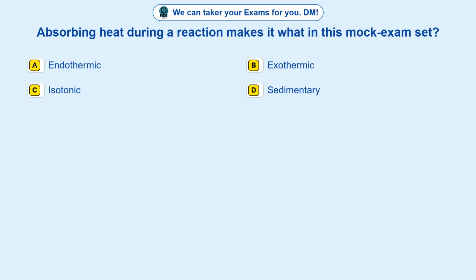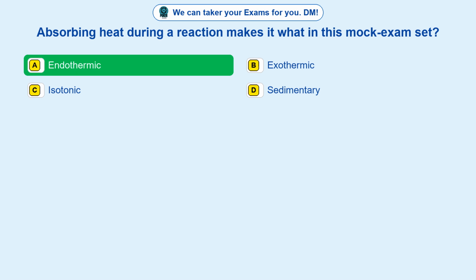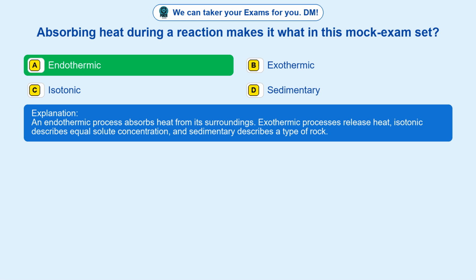Question 47. Absorbing heat during a reaction makes it what in this mock exam set? Option A, endothermic. Option B, exothermic. Option C, isotonic. Option D, sedimentary. The correct answer is option A. Endothermic. An endothermic process absorbs heat from its surroundings. Exothermic processes release heat, isotonic describes equal solute concentration, and sedimentary describes a type of rock.